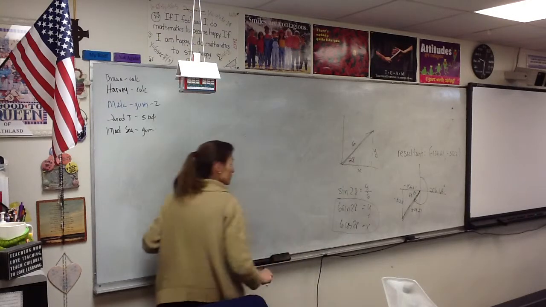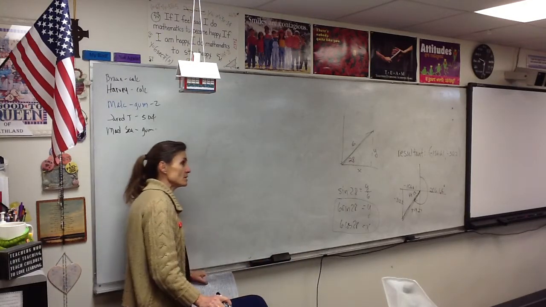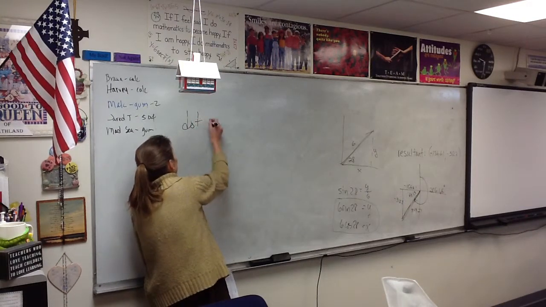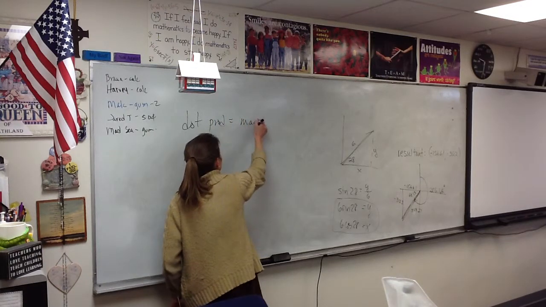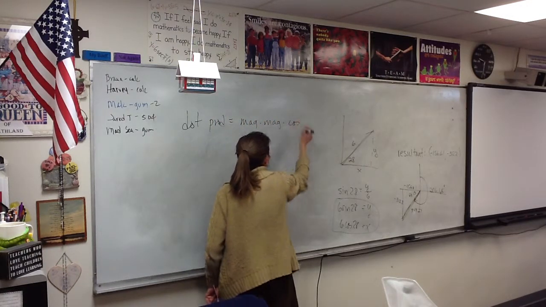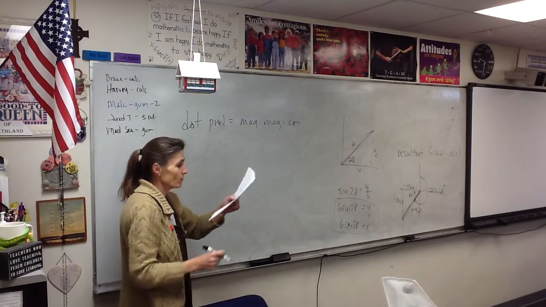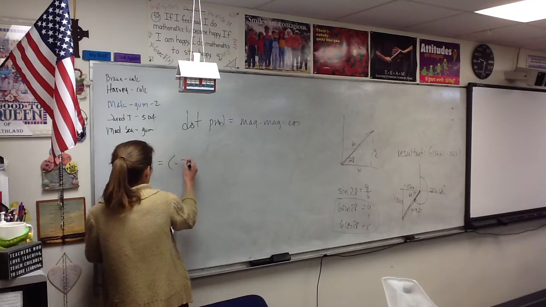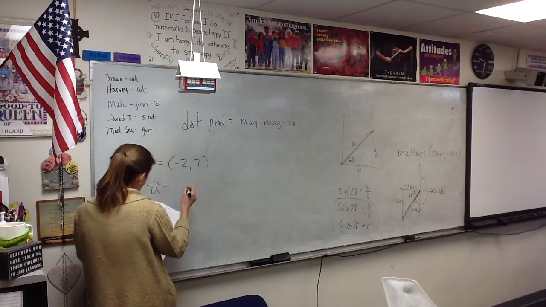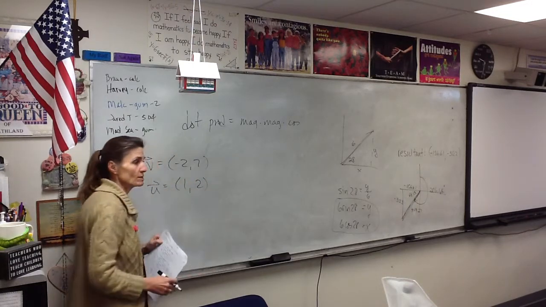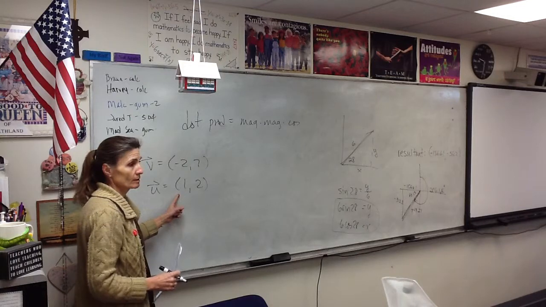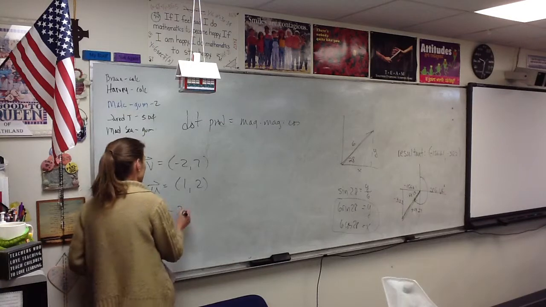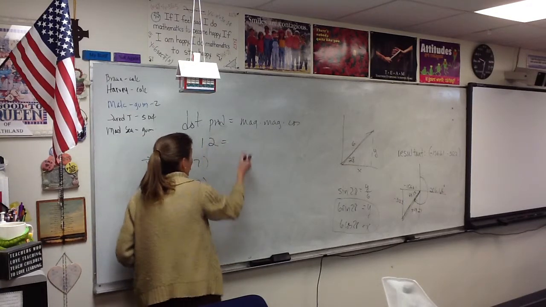How do we find the angle between two vectors? What pops into your head when I say angle between two vectors? Dot product. Equals magnitude times magnitude times cosine, right? So here we go. What's the dot product? Well, let's see. The vectors are -2, 7 and 1, 2. So what would their dot product be? -2 + 14. So the dot product is 12.